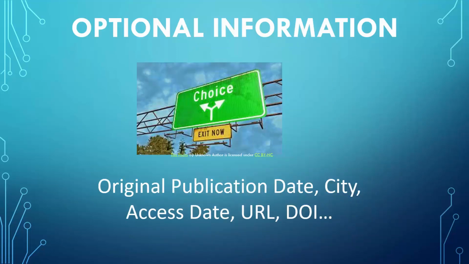The last possible item in a citation can be optional information, which should only be included if it is significant in some way and not distracting or superfluous. Such items may include the original date or city of publication, the date of access, the URL, which I highly recommend, or the DOI. But regardless of the final element, always end with a period.